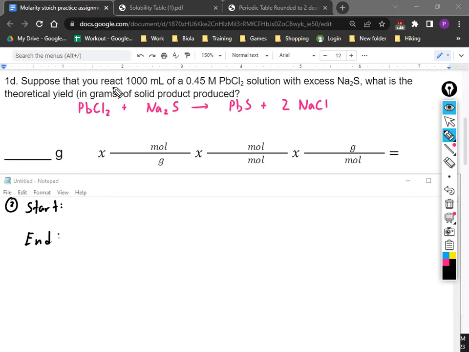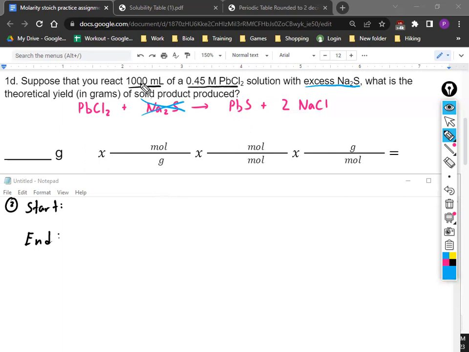Okay. All right, so it says suppose that you react 1,000 milliliters of a 0.45 molarity PbCl2 solution with excess Na2S. I know that's a lot of stuff, but let's just stop for a second. If you see that word excess about a chemical, do you remember what that means? Yeah, you've got so much of it, we don't need to care about this guy. If you have excess Na2S, you have so much of this you don't need to worry about it. So if you want, you can put a little X through it to show we don't need to worry about this chemical anymore. It's really just there for the balancing.